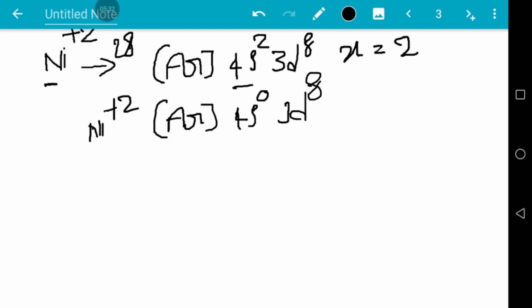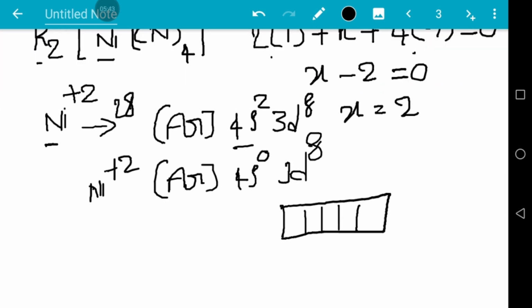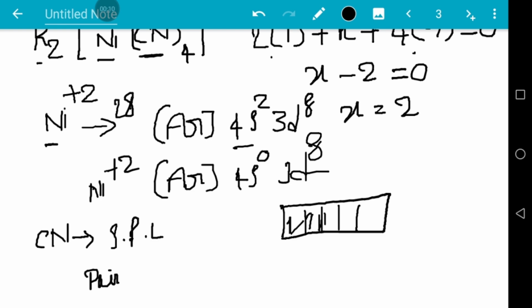Now here 3d8 means totally how many d orbitals are there? 5 d orbitals are there. Totally 8 electrons we have to fill. But here the ligand is the cyanide ion. Cyanide ligand is a strong field ligand. So strong field ligand means what will happen? Pairing will take place. So we have to pair up all these 8 electrons: 1, 2, again 3, 4, 5, 6, 7, 8.